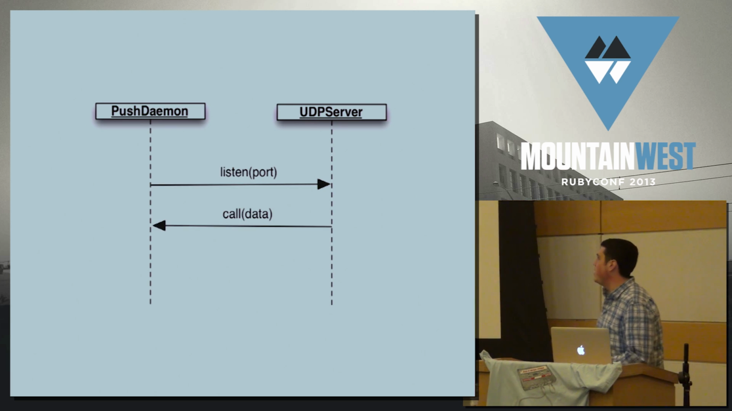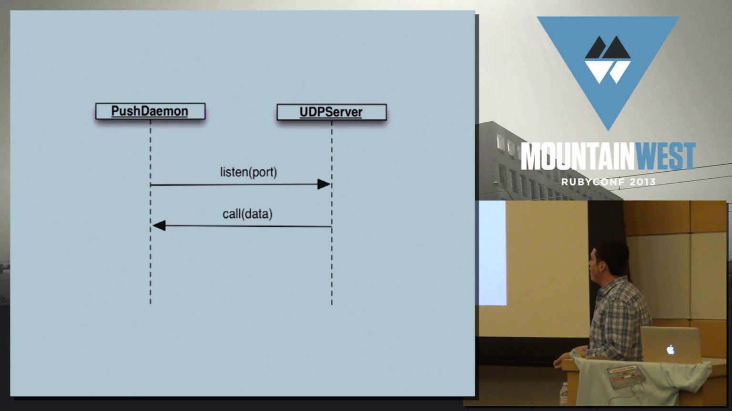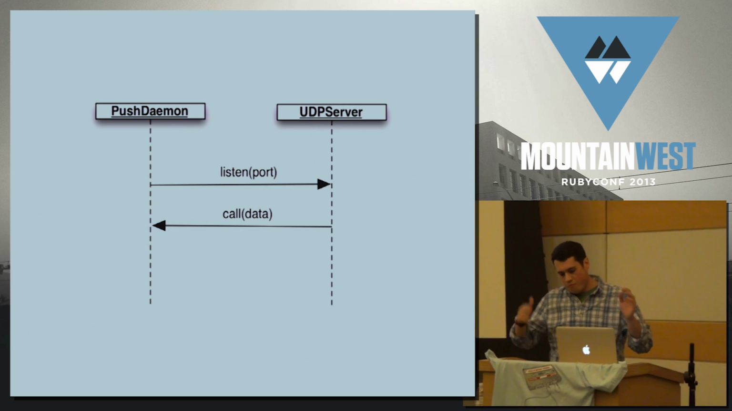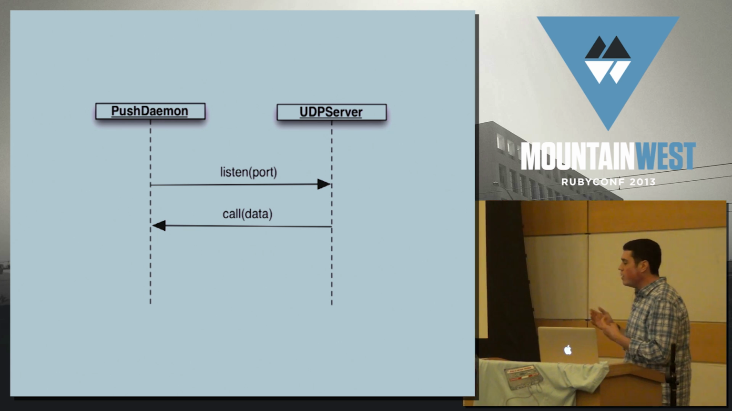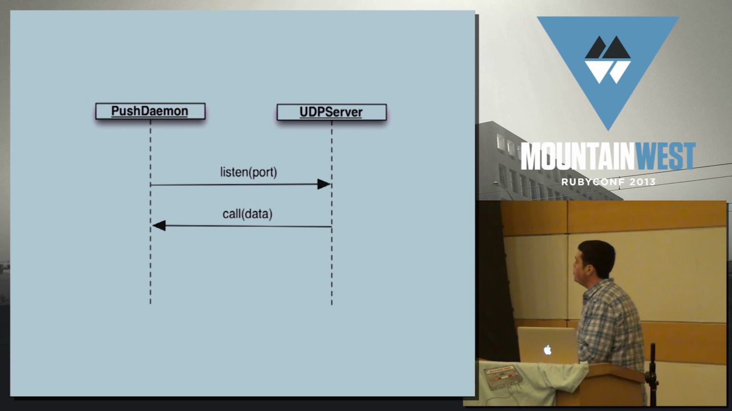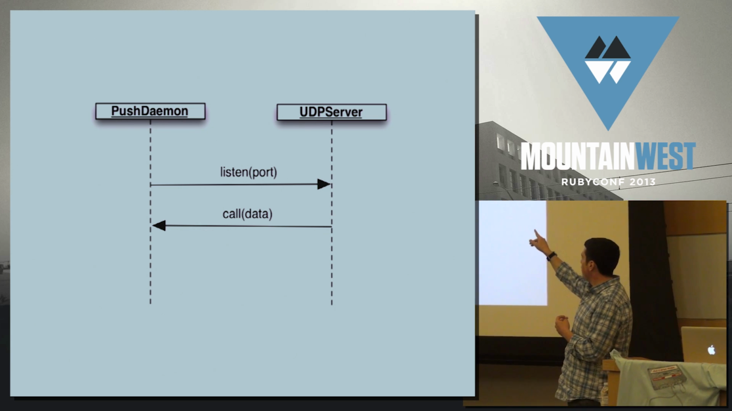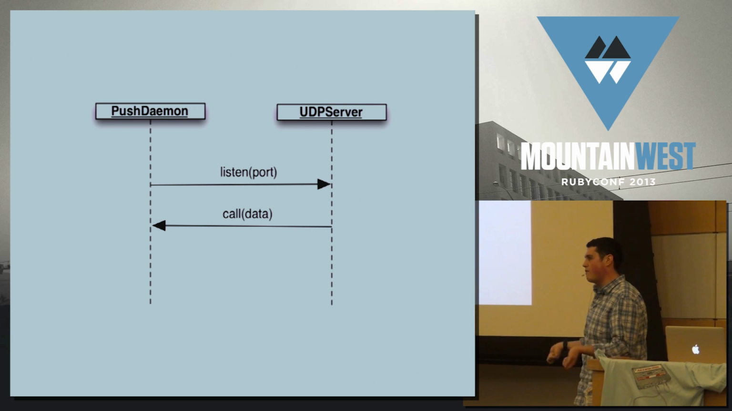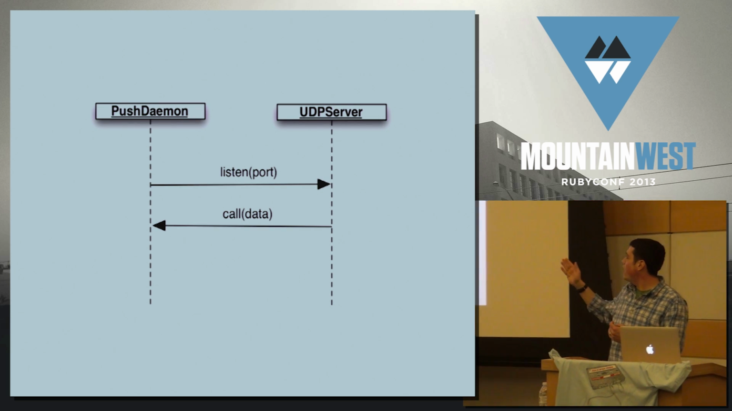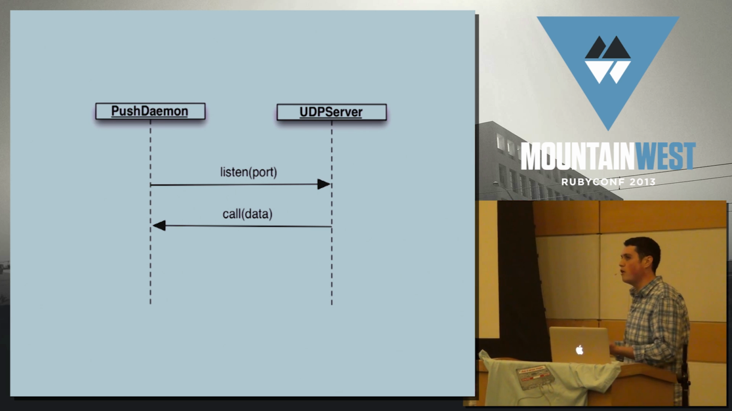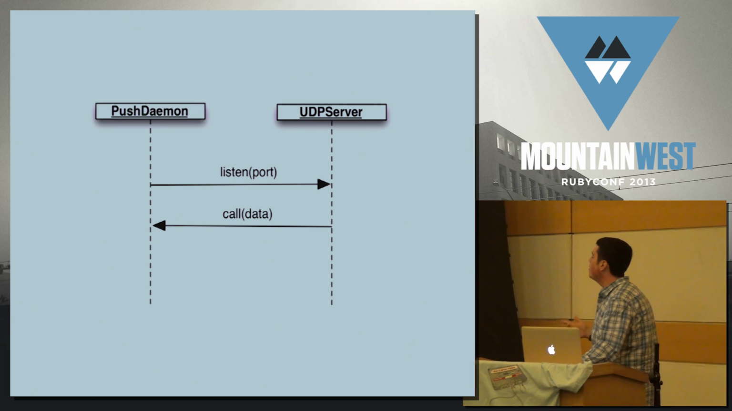So we could rearrange these objects in such a way where they tell each other to do things rather than us asking it and forcing it to do things. We can create an interface where push daemon subscribes its intent that it wants to be alerted when new requests come in. So we're going to have a listen. We're still going to have to tell it what port it's going to use. And then we're going to tell UDP server, tell us when new information is available, and call a method on us. So let's go through that.